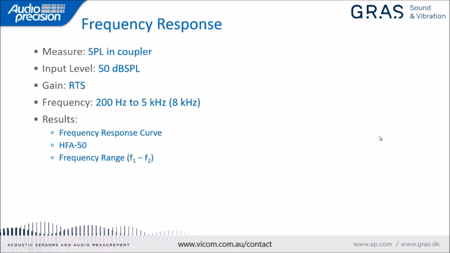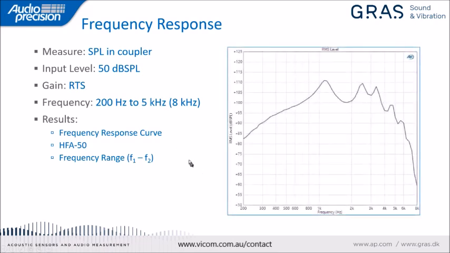The frequency response involves, again, measuring the sound pressure level in the coupler. In this case, the input level is at 50 dBSPL. The gain of the hearing aid is set to the reference test setting, same frequency range, and here we want to look at the frequency response curve. So we can look at this in terms of the level, as shown here, or in terms of the gain. One of the metrics here is the HFA, the high frequency average.